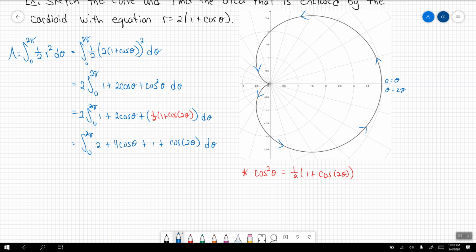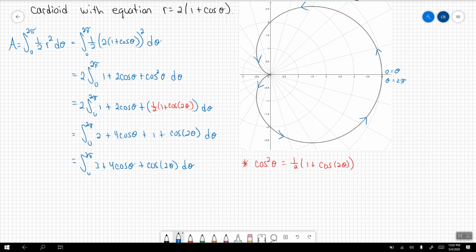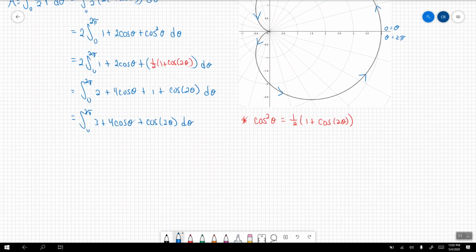All right, looking good. And let's combine some like terms here. 0 to 2 pi. This is now going to be 3 plus 4 cosine of theta plus cosine of 2 theta. And this is all d theta. Man, this is looking real nice.